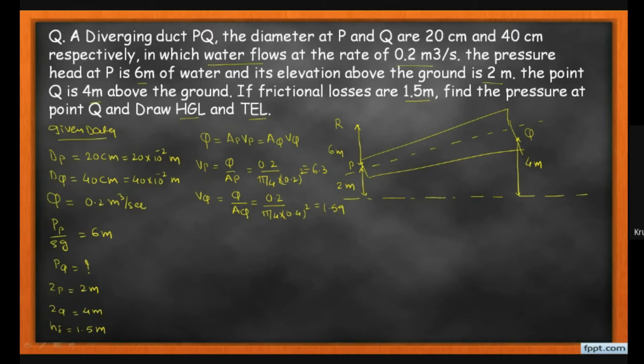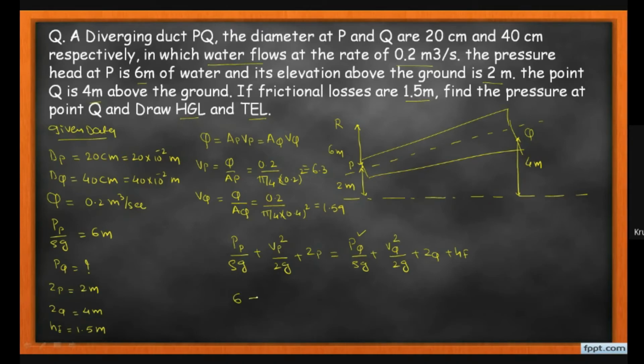Now we apply Bernoulli's equation to find the pressure at the Q point. Pp divided by rho g plus Vp square divided by 2g plus Zp equals Pq upon rho g plus Vq square divided by 2g plus Zq plus Hf. Now all the parameters are known in this expression, only the unknown parameter is Pq. So we just put down the values.